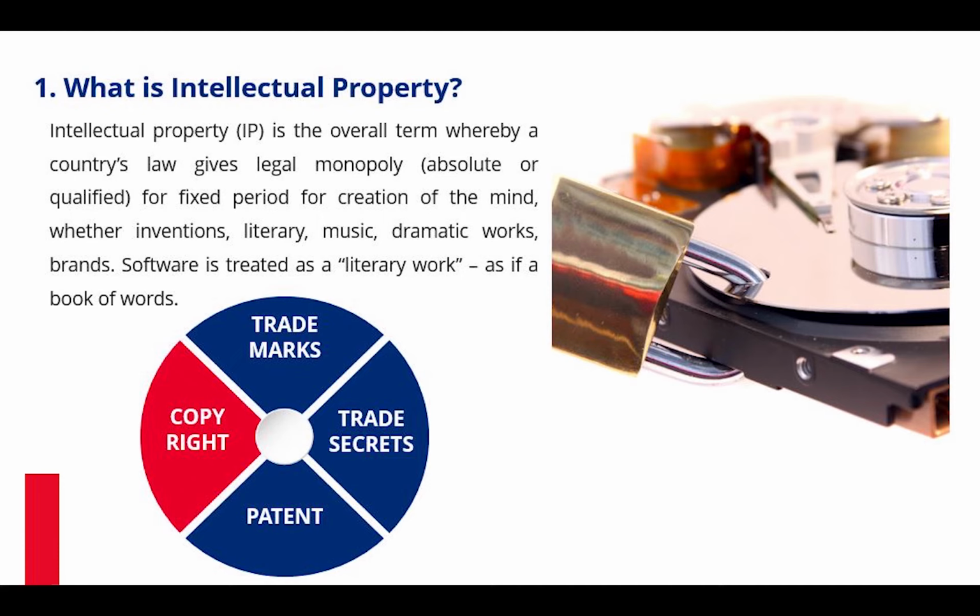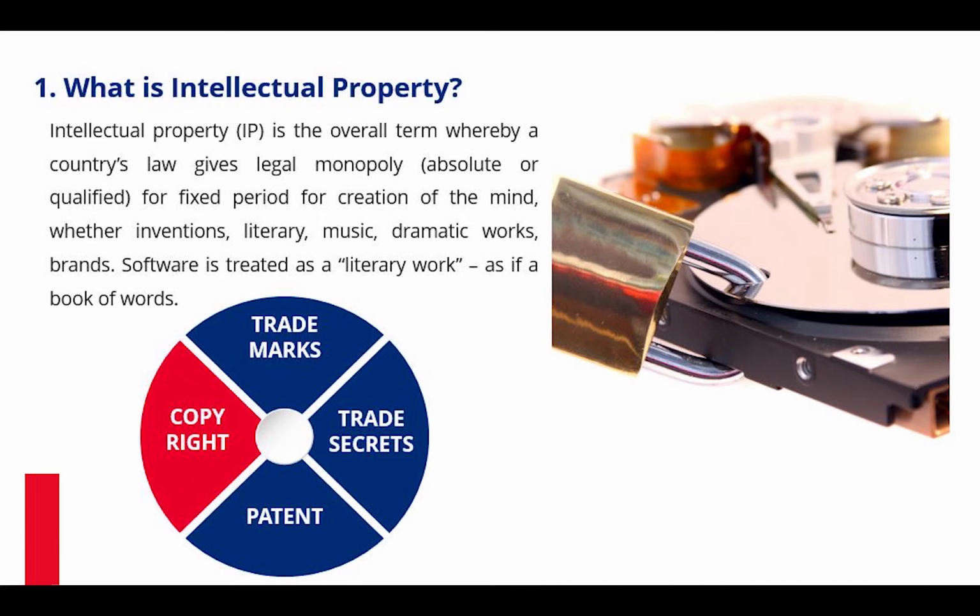So what is intellectual property? It's where a country, by its laws, gives a legal monopoly for a fixed period for creation of the mind. The only time it's not a fixed period, by the way, is for trademarks. Trademarks can last forever, provided you're using them. But some of these legal monopolies will be 70 years after death, and software is protected by copyright, as you can see. And copyright, certainly in Europe, now lasts for 70 years after death, which is an immensely long time if you think about it.